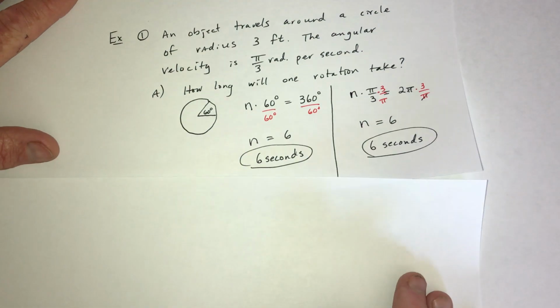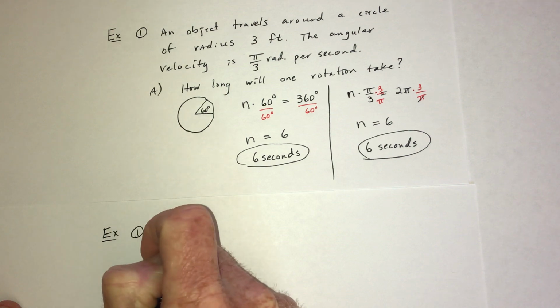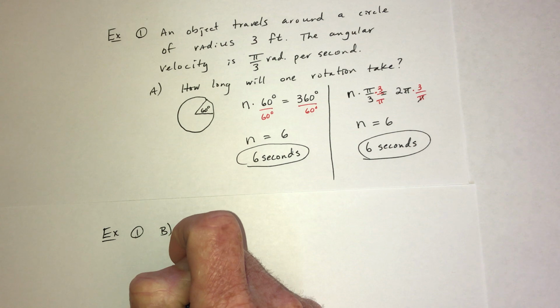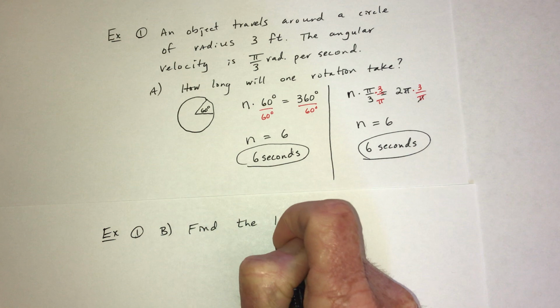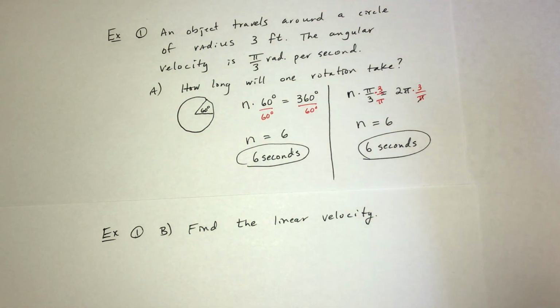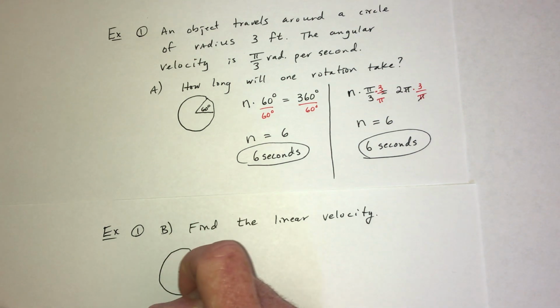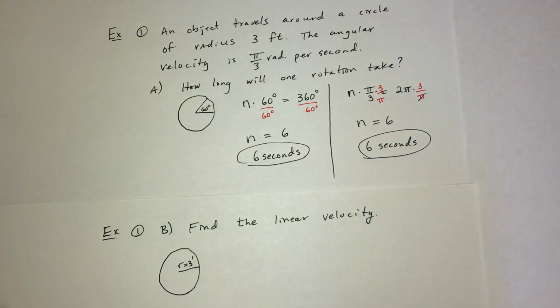Then on to part B. Find the linear velocity. Well, for that, we're going to need to know the radius. So that was given to be that r equals 3 feet. That was given right up there. So it's 3 feet.